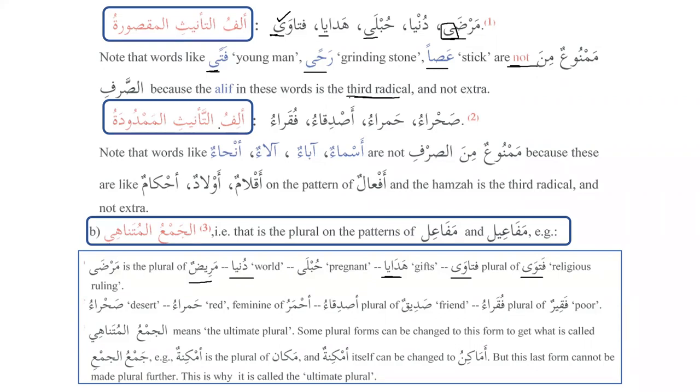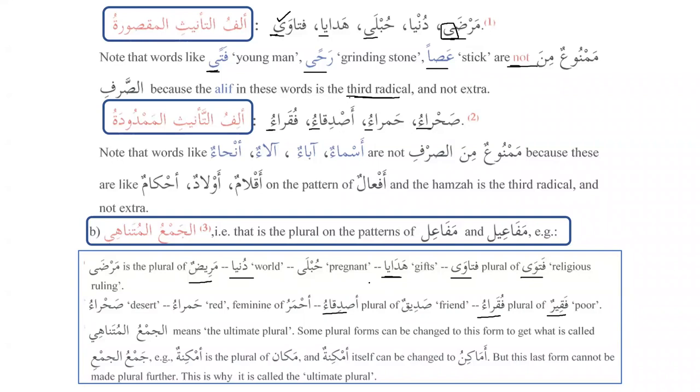Then we have alif al-ta'nithi al-mamduda, the extended or elongated alif. As I said, this is when we have alif, and after alif we have hamza. Sahra'u, hamra'u, asdiqa'u, and fuqara'u. So here we have alif mamduda, and alif mamduda is mamnu min as-sarf. Sahra'u is desert, hamra'u is the red color, the feminine of ahmaru. The plural of sadiqun is asdiqa'u, and similarly, the plural of faqirun is fuqara'u.